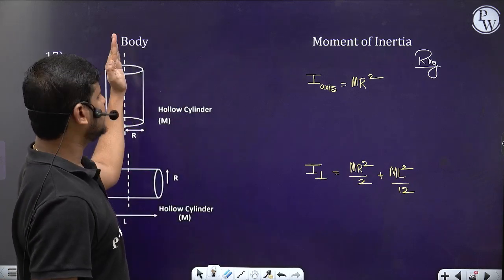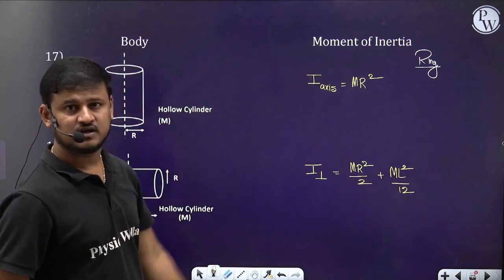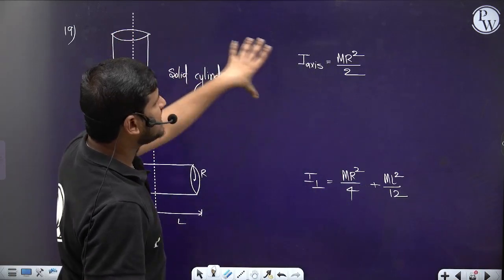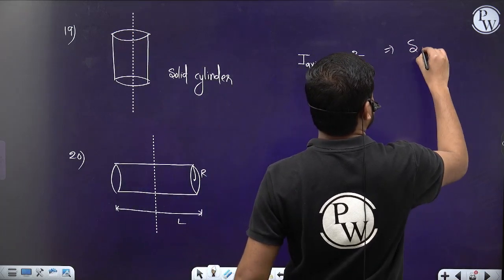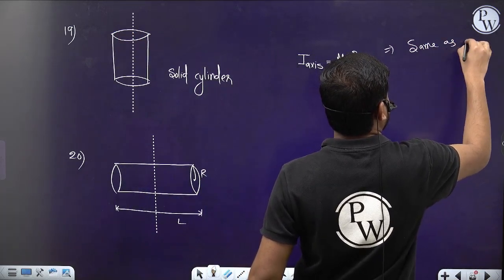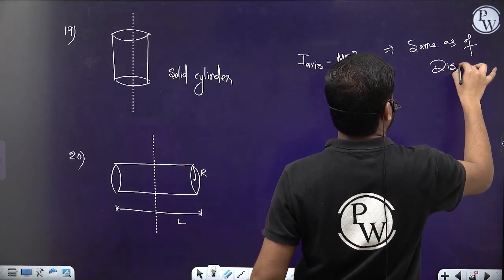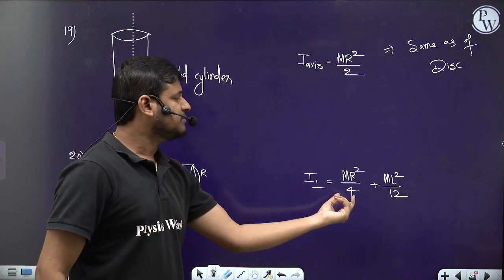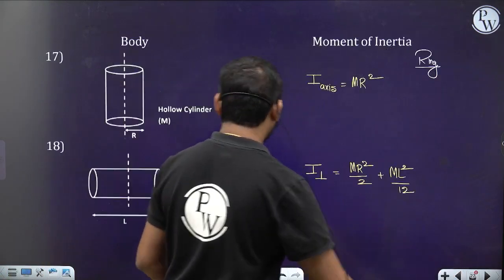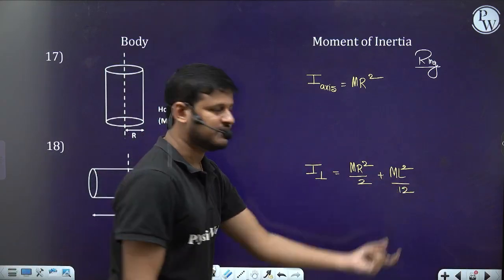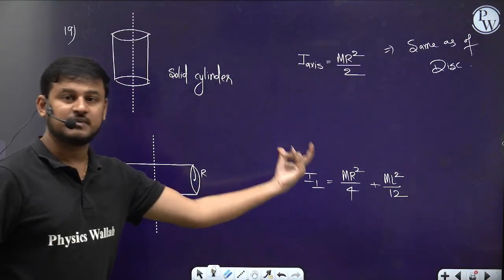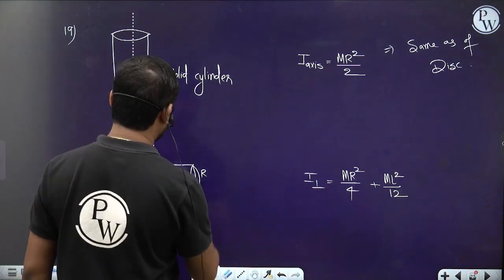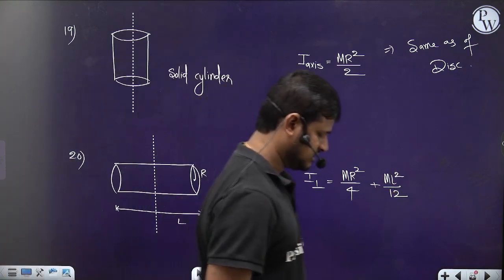But for the cylinder, about its axis generally mr square, which is the same as the ring. If it is a solid cylinder, same as the disc, mr square by 2 about its axis. Now about its perpendicular axis, mr square by 4 plus ml square by 12 for the solid cylinder. Clear? Understood guys?